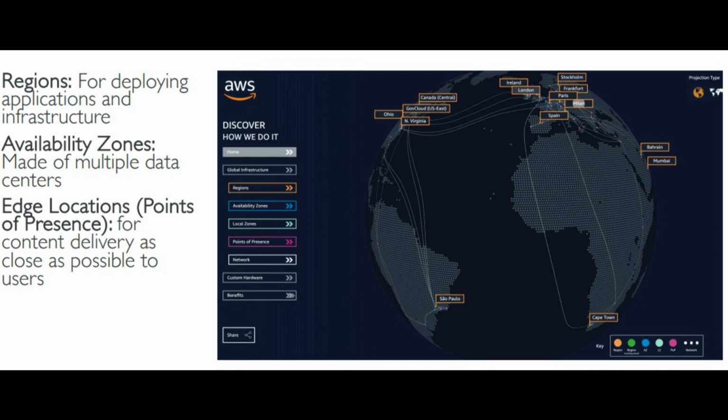Lastly, we come to edge locations, also known as points of presence. These are essential for content delivery, aiming to deliver content as close as possible to the end users. Edge locations work in conjunction with Amazon's content delivery network service, Amazon CloudFront. This setup accelerates the delivery of data, videos, applications, and APIs to customers globally, with low latency and high transfer speeds.